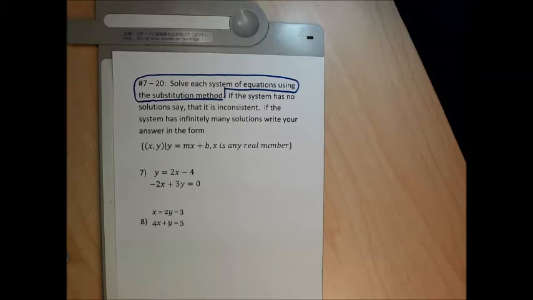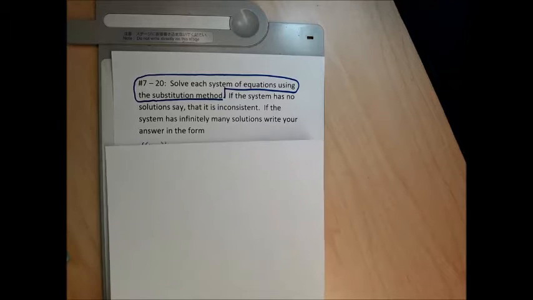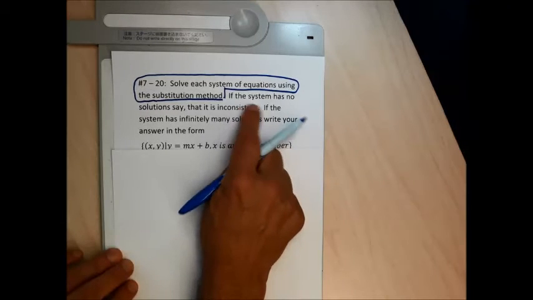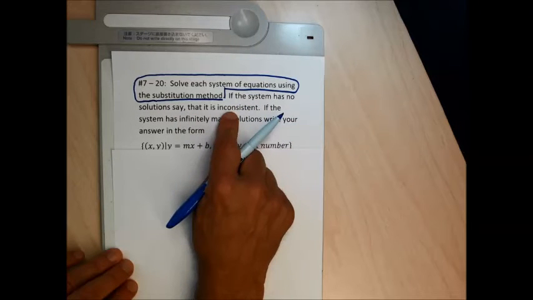There's a lot more written after the portion of the problem that tells me what to do. Sorry, I needed to get some paper and I didn't have it handy. So there's a lot of words written after the part that I boxed. What I'm going to do is solve each system using the substitution method, but then there's some other junk down here. And then after the keywords, it says, if the system has no solution, say that it is inconsistent.